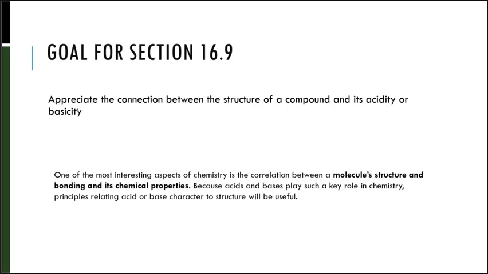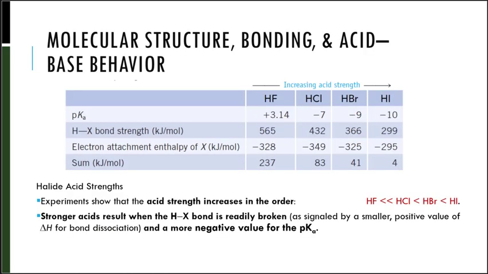We are finishing up this chapter with the last two sections. This is about appreciating the connection between the structure of a compound and its acidity or basicity. One of the most interesting aspects of chemistry is the correlation between a molecule's structure and bonding and its chemical properties. Because acids and bases play such a key role in chemistry, principles relating acid or base character to structure will be useful.